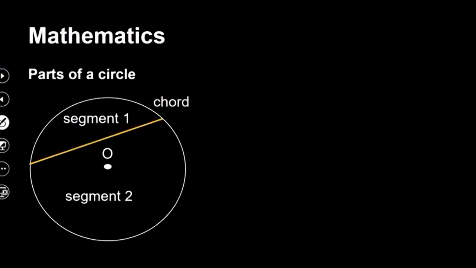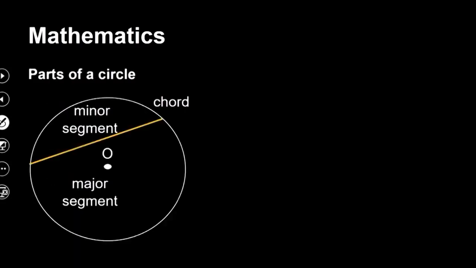Now, a chord, as I just said, normally cuts the circle into two segments, segment one and segment two, or vice versa. But now we have specific names that we give these segments. The smaller one we call the minor segment, and the bigger one we normally call the major segment. So if I draw another one here like this, this will be the minor segment, and this one will be the major segment. So that's what we are talking about, minor and major. That's what you need to think about.